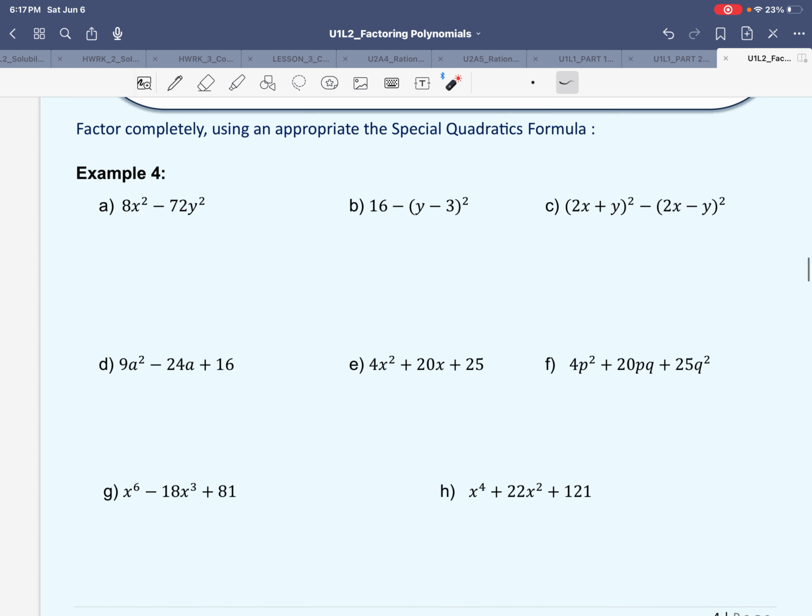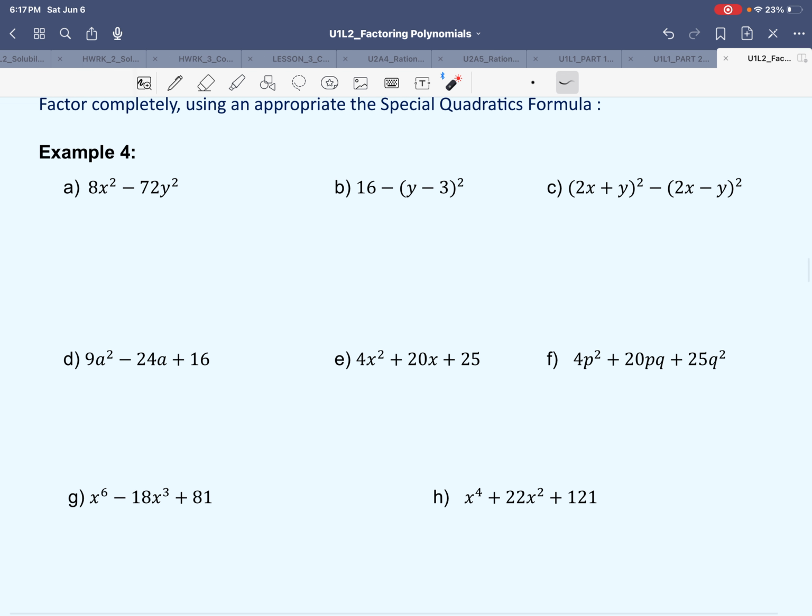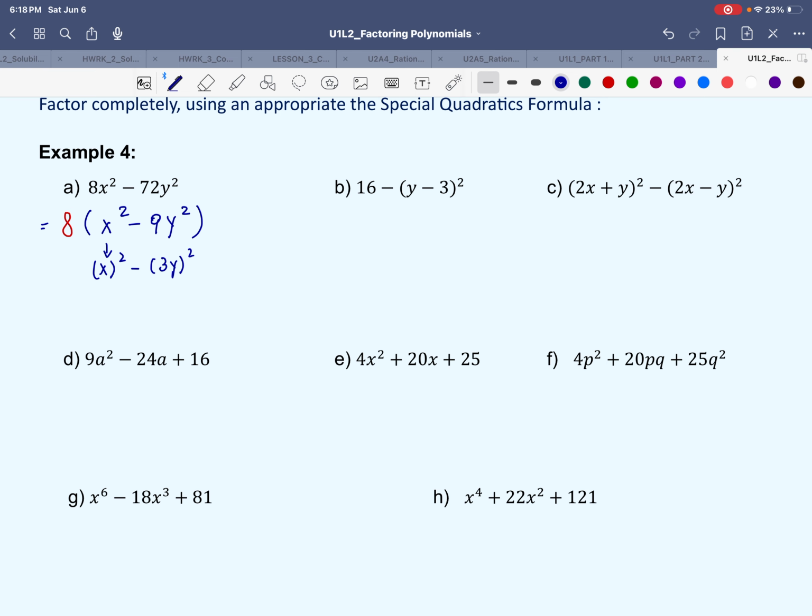Whenever you see two terms, you always have to think of difference of squares. And don't forget, greatest common factor will always come first. The greatest common factor here is 8. I'll take that out, leaving x squared minus 9y squared. What we have here is a term to the power of 2 minus another term to the power of 2. 9y squared is 3y to the power 2. So we have 8 times x minus 3y times x plus 3y.